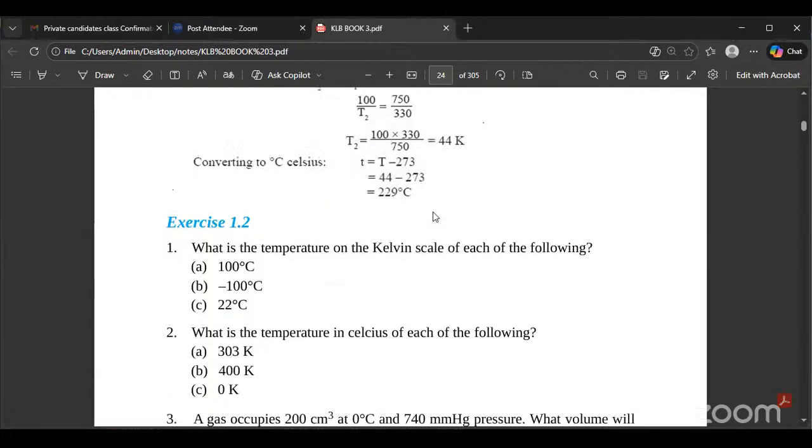So we have conversion. I'm not converting again. We have said we are adding. So for example, this one here. For example, let us just do what is the temperature on the Kelvin scale of each of the following 100 degrees. What do you think could be the answer?